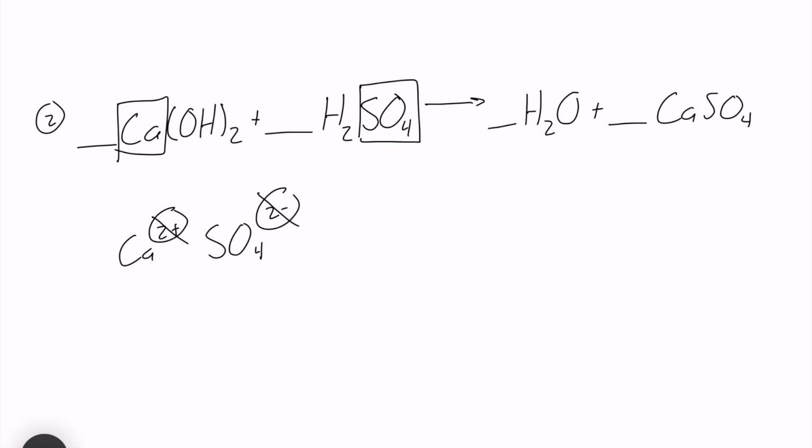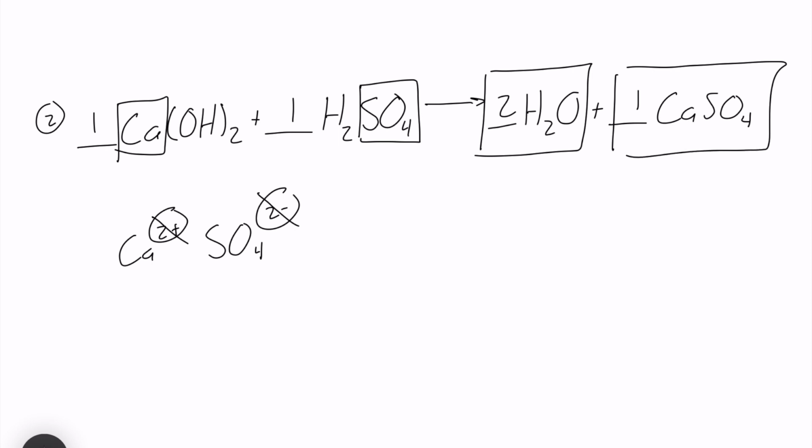To balance this one, I believe we're going to need a 2 in front of water and a 1 in front of everything else. Let's just make sure: 1 calcium, 1 calcium, 1 sulfur, 1 sulfur, 6 oxygens on both sides, and 4 hydrogens. That looks good to me. So again, in an acid-base reaction, remember, you're always going to get water and some type of ionic salt.